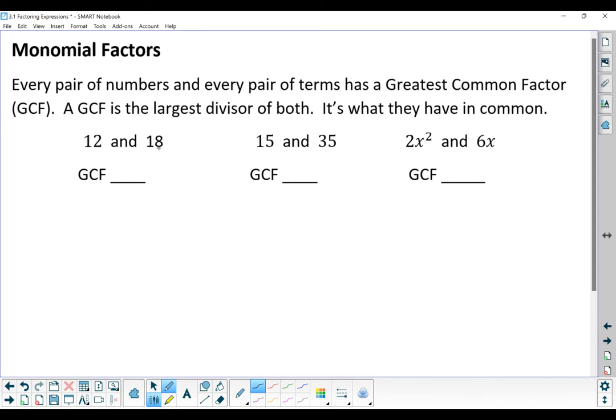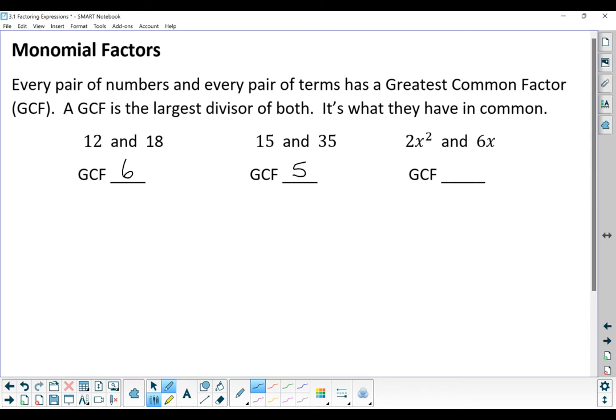So if I think about the number 12 and the number 18, the factor that they have in common that is the largest is a 6. So I wouldn't want to list a 2 or a 3 here, even though they do both have a factor of 2 and they both do have a factor of 3, because I'm looking for the greatest one, and so that would be 6. The greatest common factor of 15 and 35 is 5.